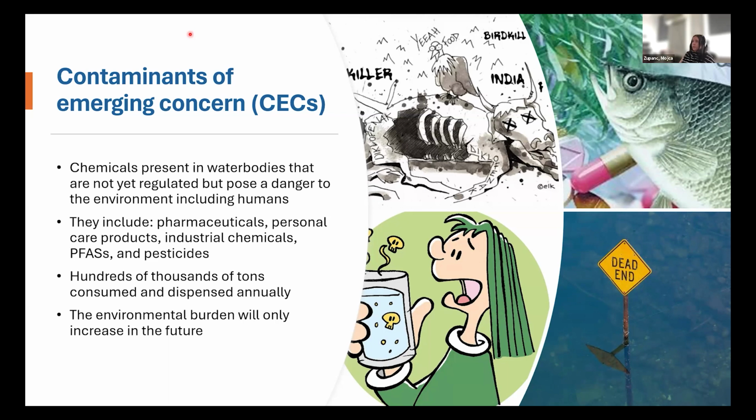And they include compounds such as pharmaceuticals, personal care products, industrial chemicals, PFAS, and pesticides. And the biggest problem that we have is that in parallel with the growth of the world's population and its standard of living, production of these substances is also increasing, which leads to increased pollution. Hundreds of thousands of tons of these compounds are produced, consumed, and dispensed annually. And since this growth will not abate in the near future, the burden on the environment will only grow in the future.